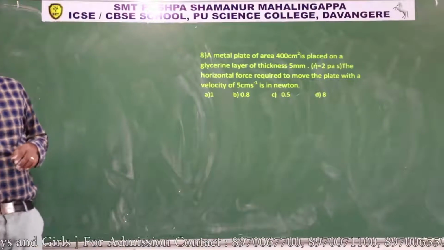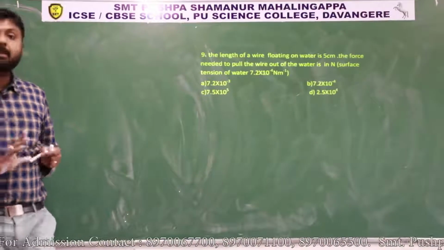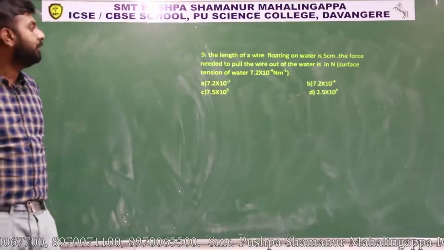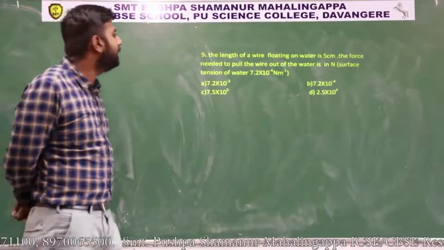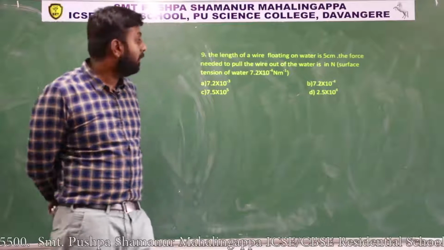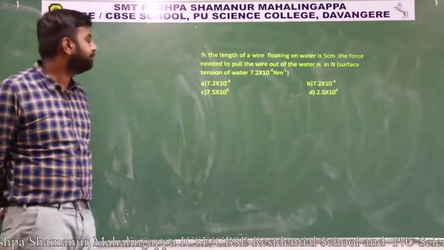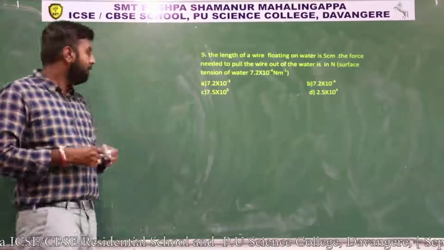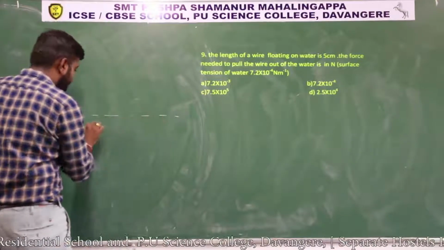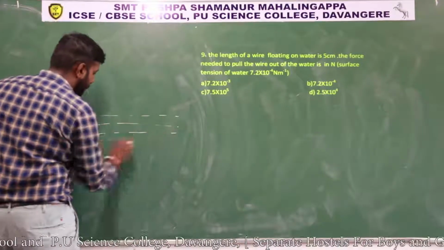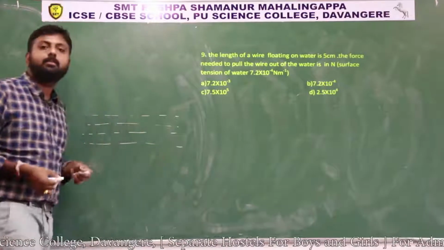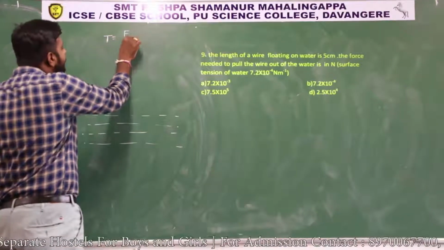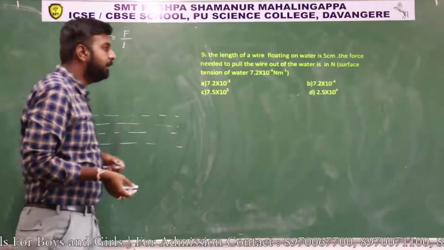Next problem. The length of wire floating on water is 5 cm. The force needed to pull the wire out of the water is in Newton. The surface tension of the water is mentioned. So the ninth problem, consider this is the surface of the water. You have studied about surface tension. That surface tension formula T is equal to F divided by L, force per unit length.